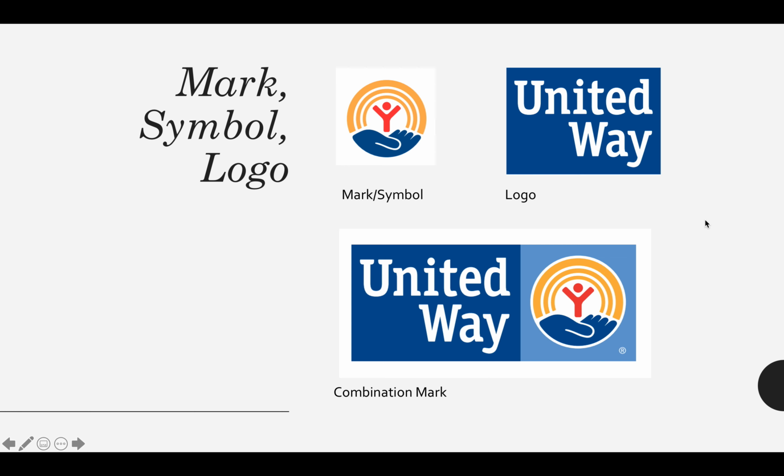Okay, using this again, we think of the nonprofit United Way. This is their mark and symbol. This is their logo, and this is the combination mark. So when we put the two together, combination mark.